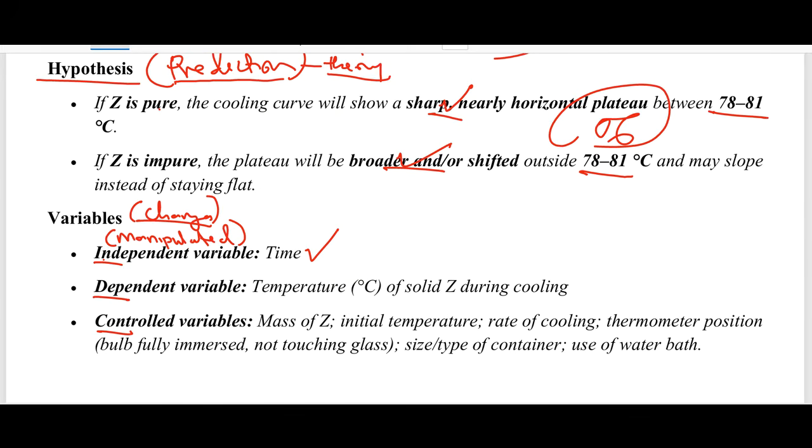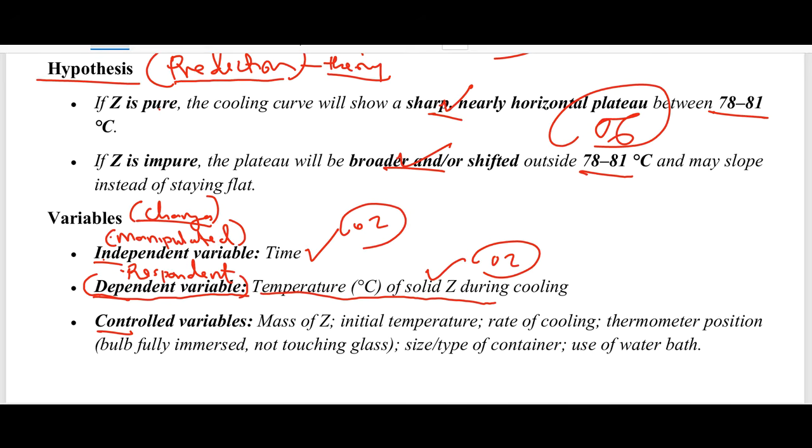As time goes on, what are we observing? That one is what we call the respondent variable, or what we call the dependent variable. It is responding to the manipulated variable. So respondent variable, also known as dependent variable, becomes the temperature in degrees Celsius of Z during cooling. So this one gives you 2 scores, and also this one gives you 2 scores.